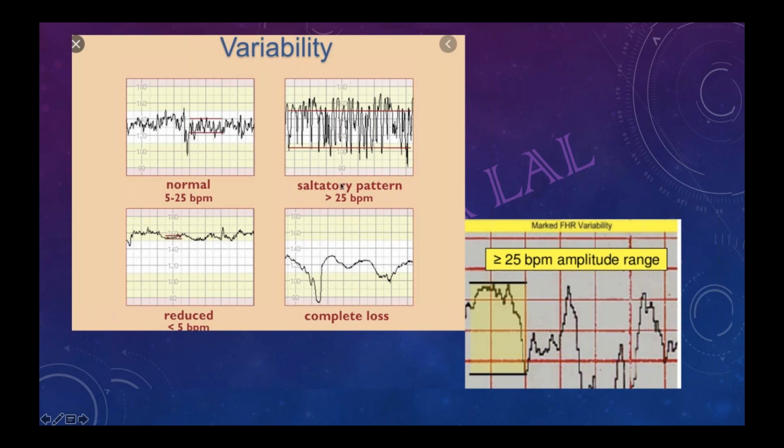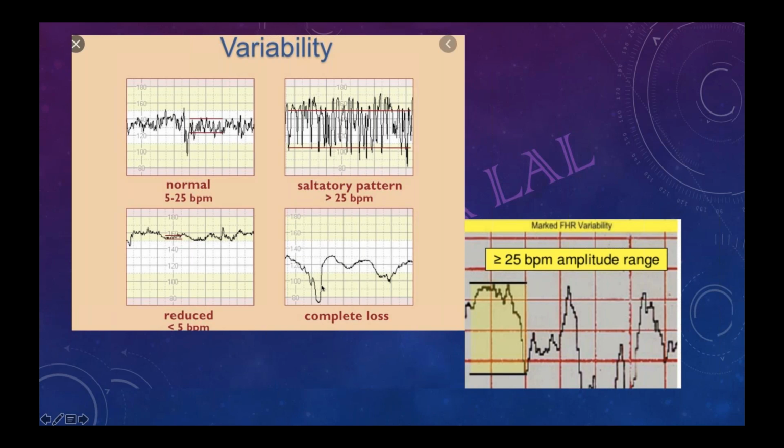Now if it is more than 25, and you draw lines here, it is crossing 5 boxes. 5 boxes in this trace is 50. This is more than 25, so it is abnormal, but again the time criteria applies. If it is more than 25 beats per minute, it is called a saltatory pattern. I found this on the internet, it is not in the NICE guideline, but remember just this one word, maybe they ask in the exam.